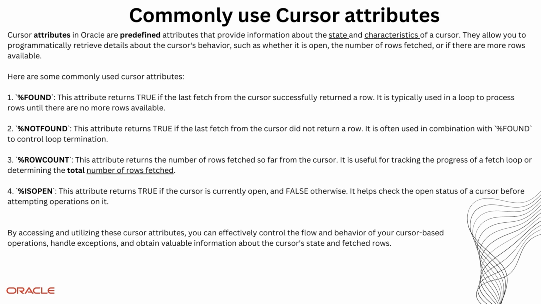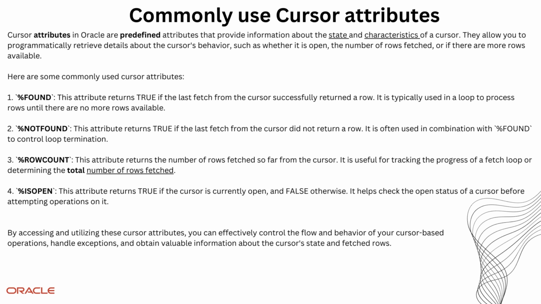%ROWCOUNT. This attribute returns the number of rows fetched so far from the cursor. It is useful for tracking the progress of a fetch loop or determining the total number of rows fetched. %ISOPEN. This attribute returns true if the cursor is currently open and false otherwise. It helps check the open status of a cursor before attempting operations on it.